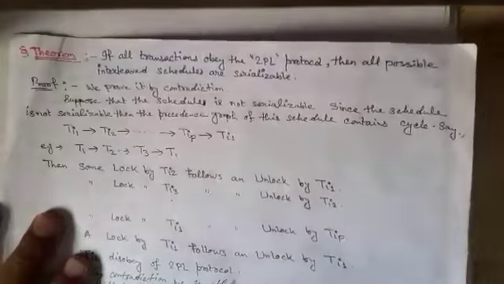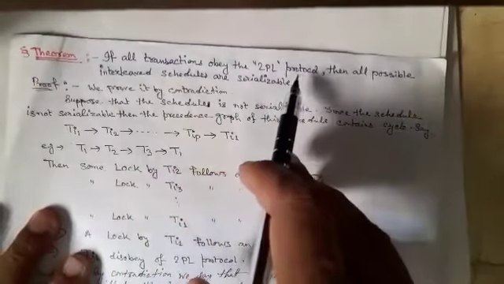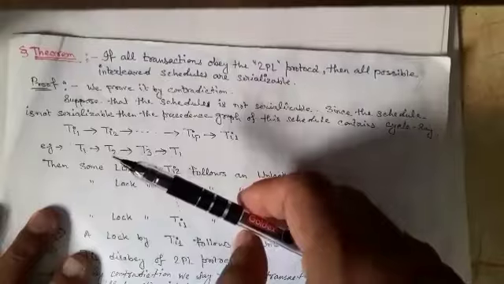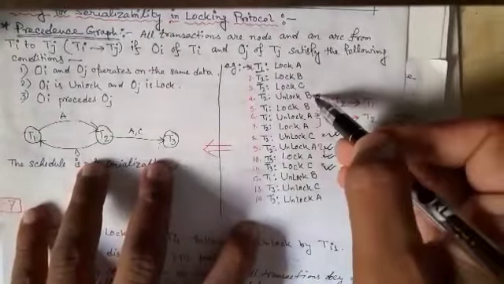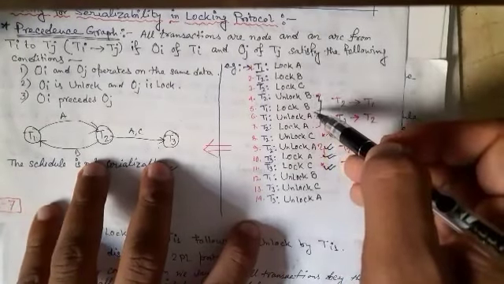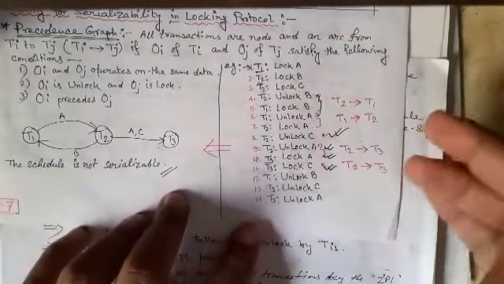Now, a specific theorem. What is the theorem? If all transactions obey the two-phase locking protocol, then all possible interleaved schedules are serializable. In the previous example, whatever we saw, that does not follow the two-phase locking protocol. Why not? This will be the growing phase, this will be the shrinking phase, again the growing phase. So that will not be possible. Clear?